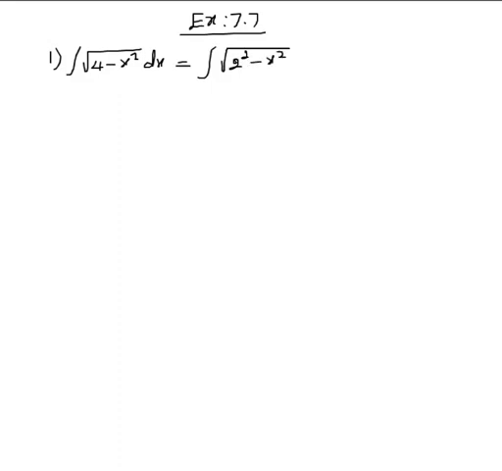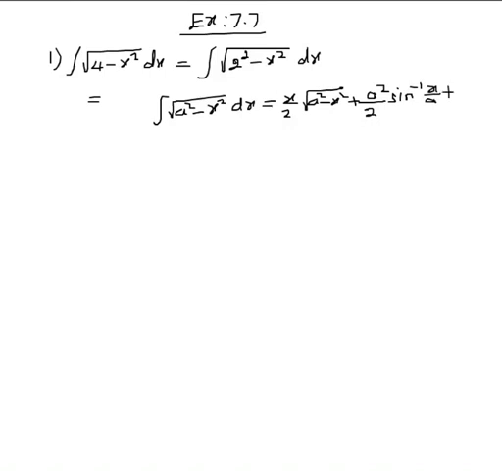Let us do exercise 7.7. First question. Integral root of 4 minus x square dx. Direct application of the formula. We can write 4 as 2 square. So this is of the form integral root of a square minus x square. The formula is, memorize the formula and write x by 2 root of a square minus x square plus a square by 2. This has sine inverse formula. Sine inverse of x by a and plus c.